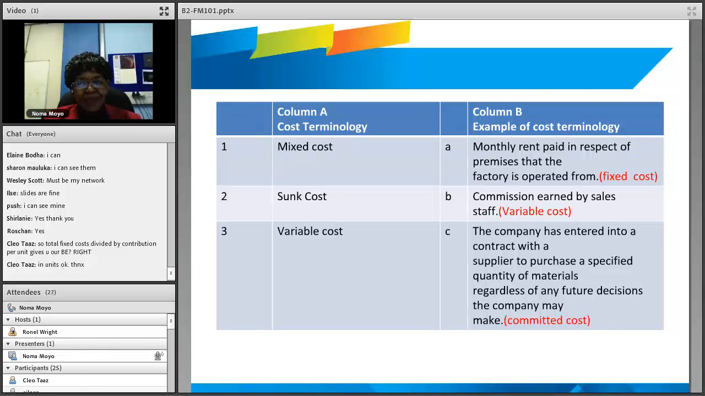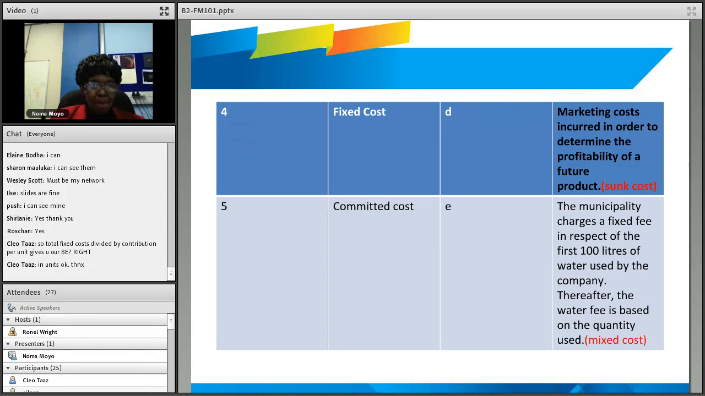Variable cost. A good example is the one that you see in column B: commission earned by sales staff. The more they sell, the more commission they receive. That's a variable cost. I gave an example of dresses. Then fixed cost, I've explained it.